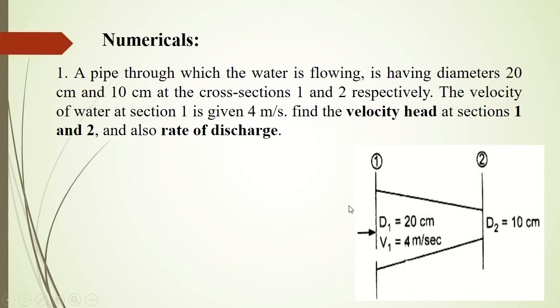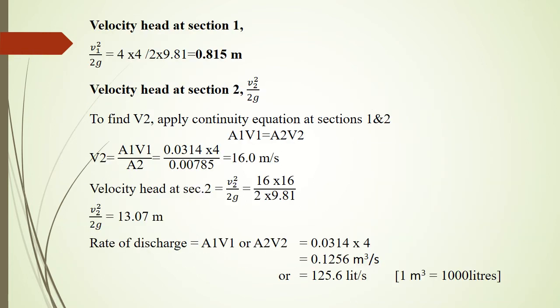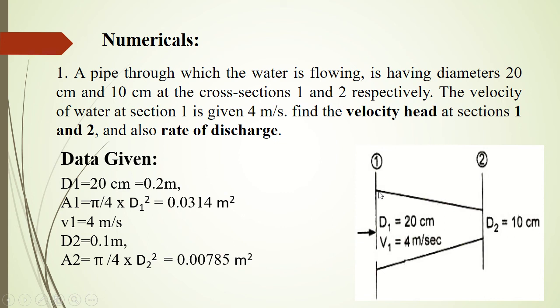Here in this problem, what is given is this. There is a pipe of two different diameters. One is of 20 centimeter and the other end of the pipe is of 10 centimeter. So I can choose any one as section 1 and any one as section 2. Let me take section 1 at the diameter 20 centimeter, and the velocity given at the 20 centimeter diameter is 4 meter per second, and the diameter at the other end is 10 centimeter.